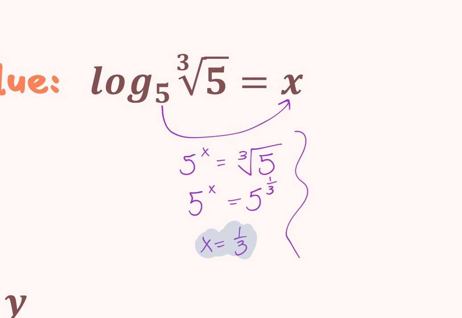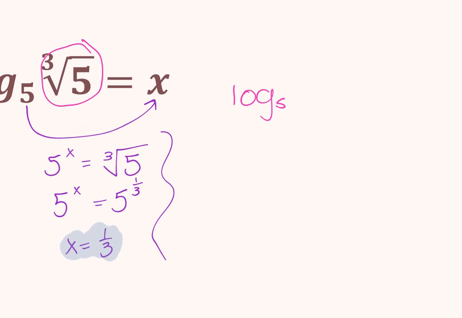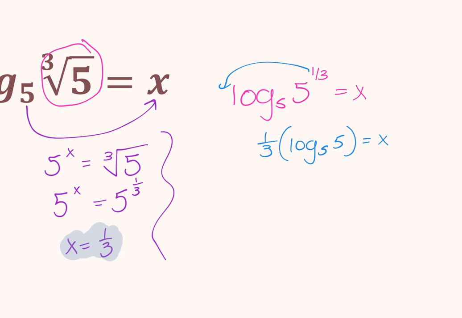Another way to do it is rewrite it while it's here. So we just said the cube root of 5 is 5 to the 1/3. When we expand, what do we do with an exponent? Put it to the front. So if I push this to the front, it would be 1/3 times log base 5 of 5 equals x. What is log base 5 of 5? 1. 1/3 times 1 equals x, and x equals 1/3. Completely different way to do it, but it gets you the same answer. However your brain sees it, do it.